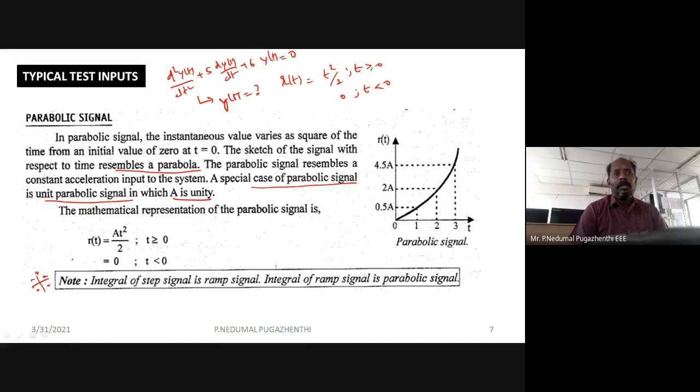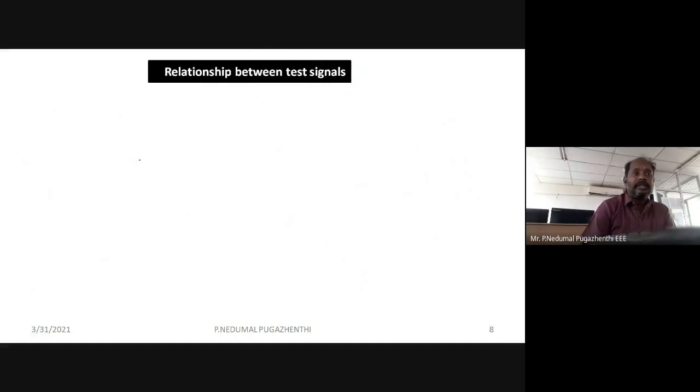That is the disadvantage, but what is the advantage of time response analysis using these four signals: impulse, step, ramp, and parabolic? I will tell you the relation between the test signals. It is a nice relationship. Initially you have an impulse. You can perform one mathematical operation to get a step, and further another mathematical operation to get a ramp, and another to get a parabolic.